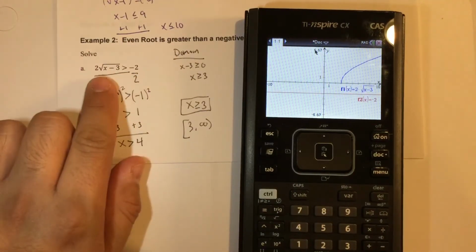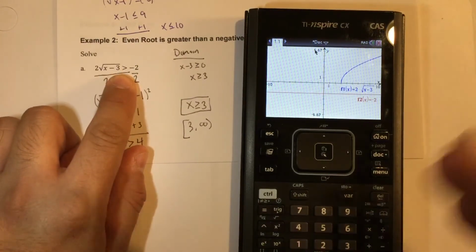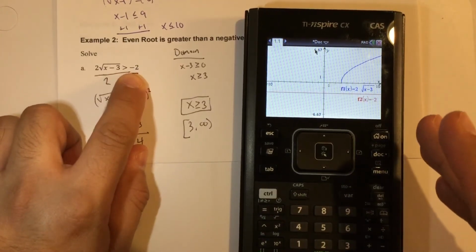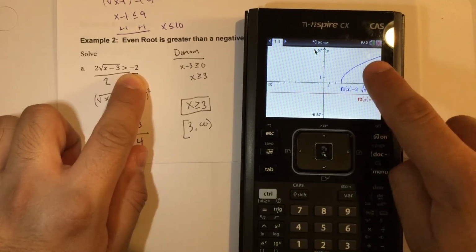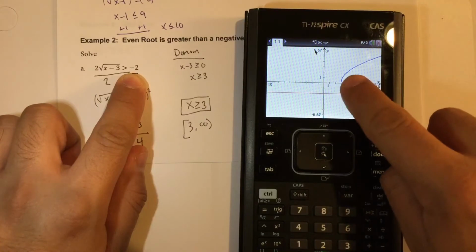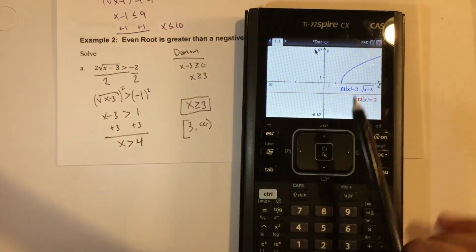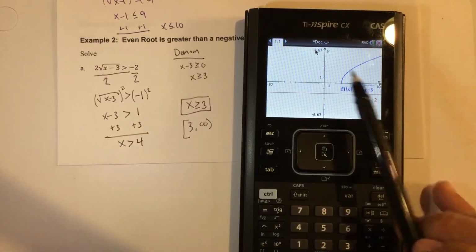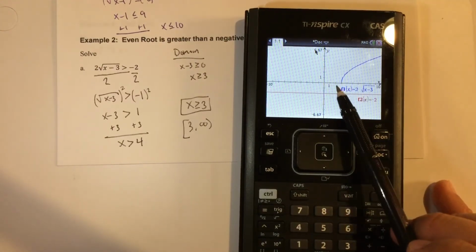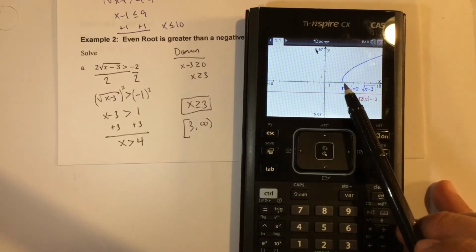Okay, so this asks, where is this square root function greater than, so above, that line negative 2? So where is this blue graph above this line of negative 2? And we see that it's all above it. So the whole graph is above it. But a square root function is not all real numbers. So if we count here, this is 1, 2, and 3. So that's a closed circle because just based off the parent function, it's bracket 0 to infinity.